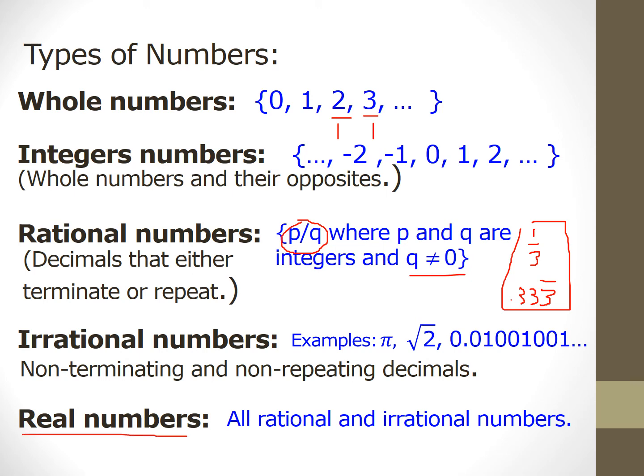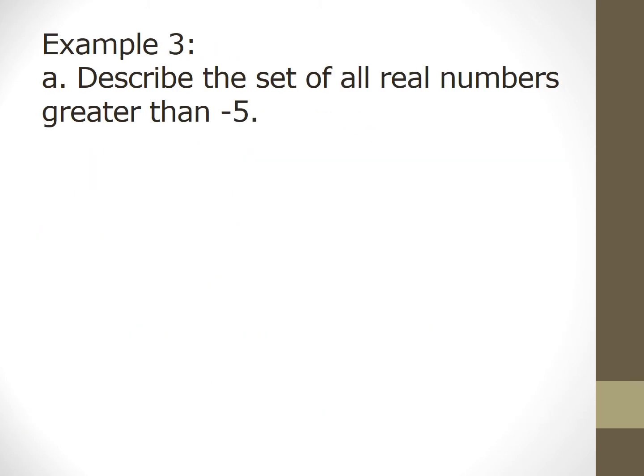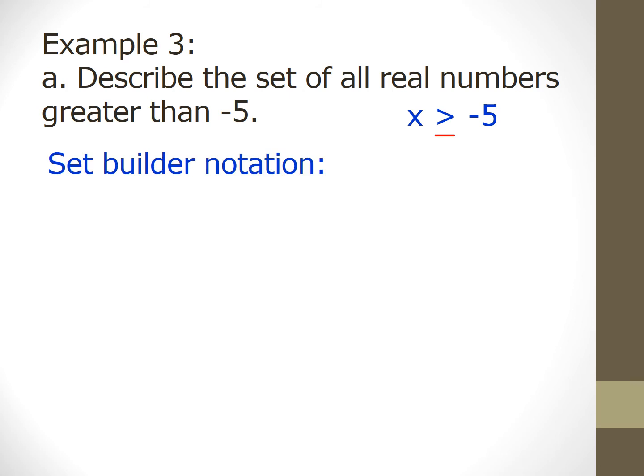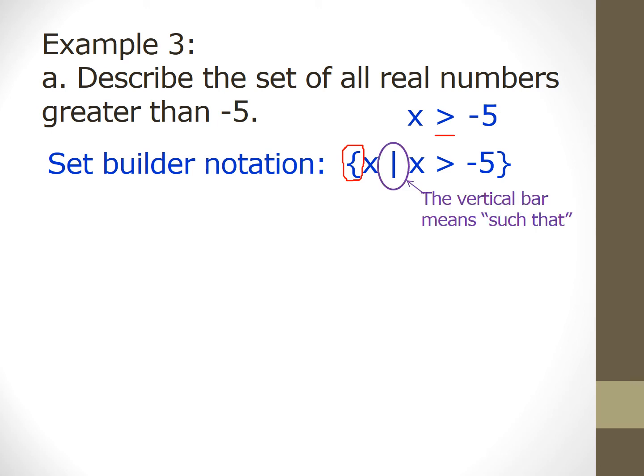Okay, so that's a quick review of the different types of numbers we refer to. Now let's look at the examples of set builder notation along with interval notation and number line. Describe the set of all real numbers greater than -5. Here's the notation mathematically, which I'm sure you're familiar with: x > -5. Here's what it would look like in set builder notation. We would write it using braces, x, and then this vertical bar, which means "such that." So we would read it as x such that, and now we describe what parameters need to be satisfied. So it's the set of all x's such that x is greater than -5.